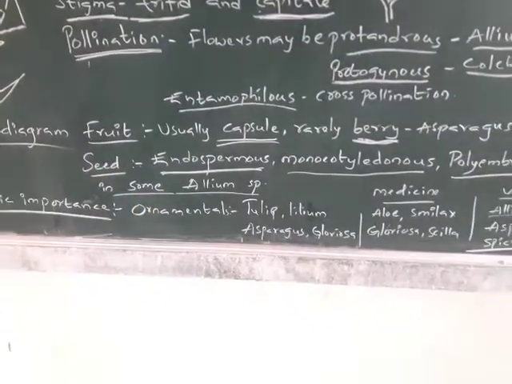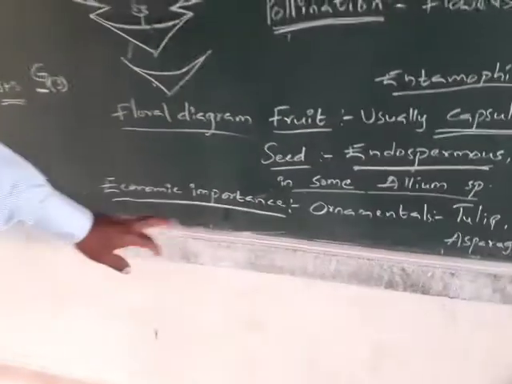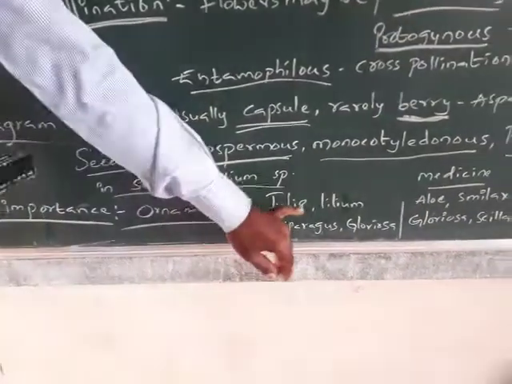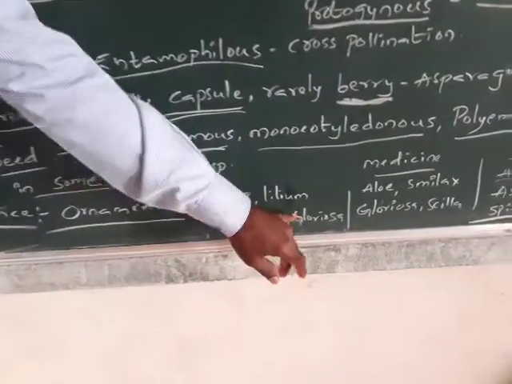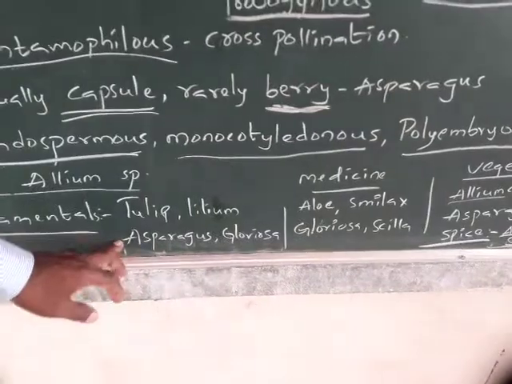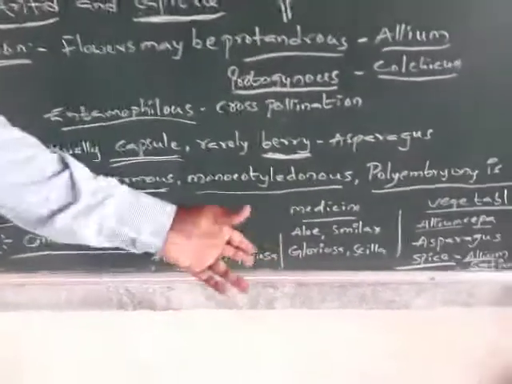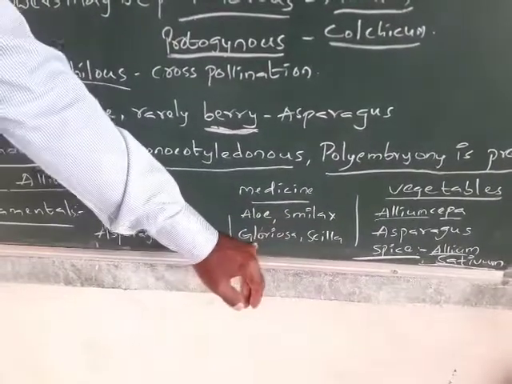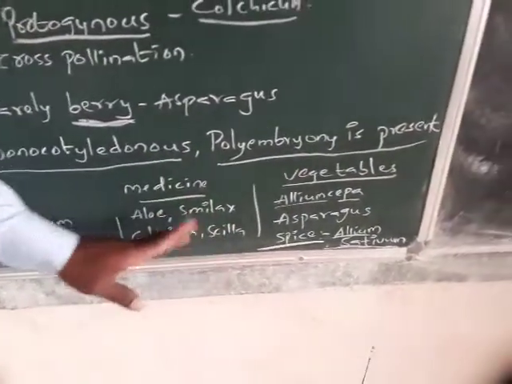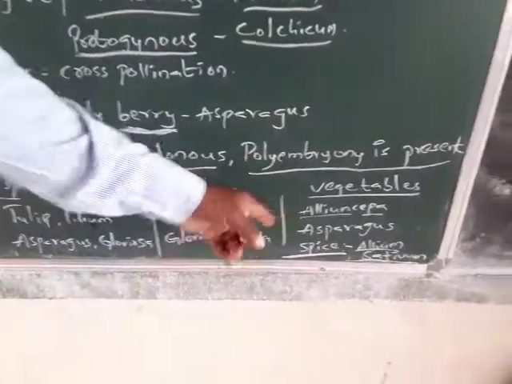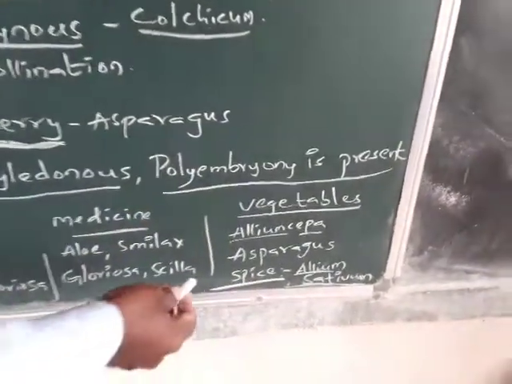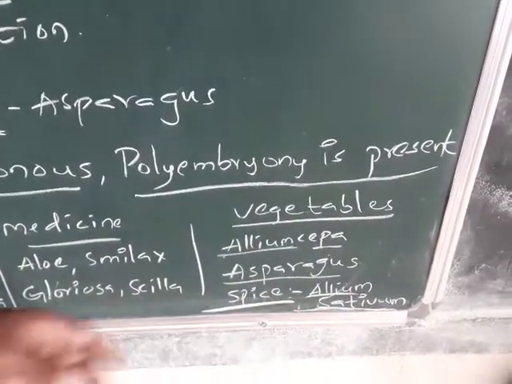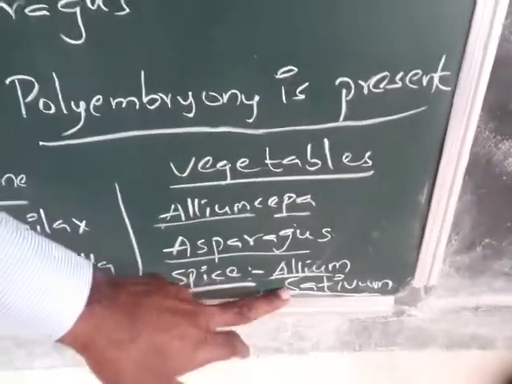And next, coming to the economic importance of this Liliaceae family. Most of these are ornamentals: tulip, lilium, asparagus, and Gloriosa superba. These are the ornamental plants we are using. And some are used for medicinal purposes: Aloe vera, Smilax zeylanica, Gloriosa superba, and Scilla. They are used as medicine. And some are used as vegetables: Allium cepa and asparagus, and some are used as a spice, that is Allium sativum.